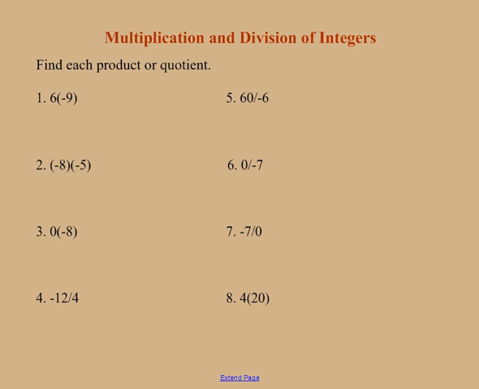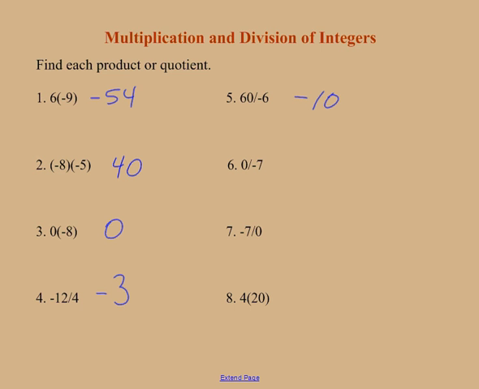Multiplication and division of integers. All right, so once again, we're reviewing some very basic skills, but they are essential. All right, 6 times -9. So remember, a positive times a negative is a negative. -54, because 6 times 9 is 54. Number 2, a negative times a negative is a positive, so our answer here is +40. Number 3, anything times 0 is 0. Number 4, a negative divided by a positive is a negative, and 12 divided by 4 is 3. Number 5, 60 divided by -6, so a positive divided by a negative is a negative.